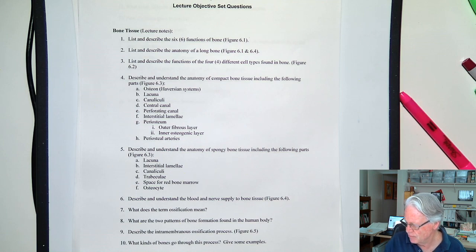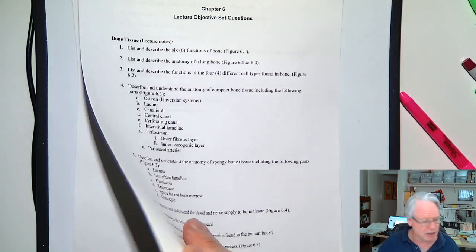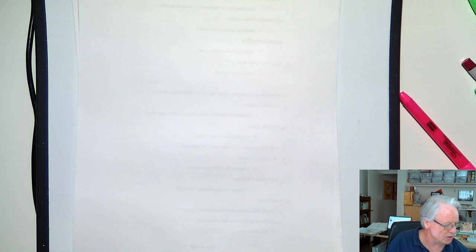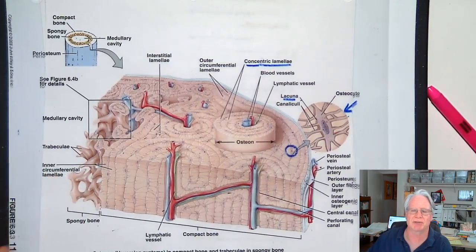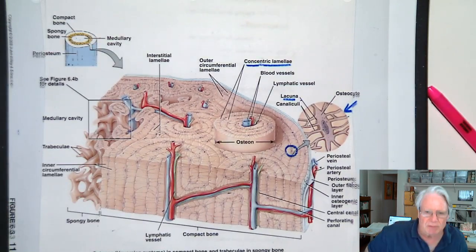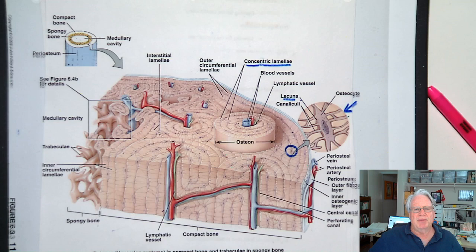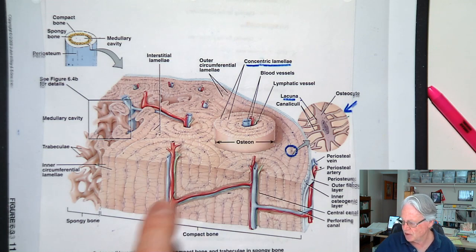Let's go ahead and begin with looking at the structure of compact bone, and then we will move into spongy bone. So first, compact bone. You've seen this image many times now, but let's look at it once again and talk about some of the structures we're going to be describing. The basic structural unit of compact bone is the osteon, which you can see pictured right here.